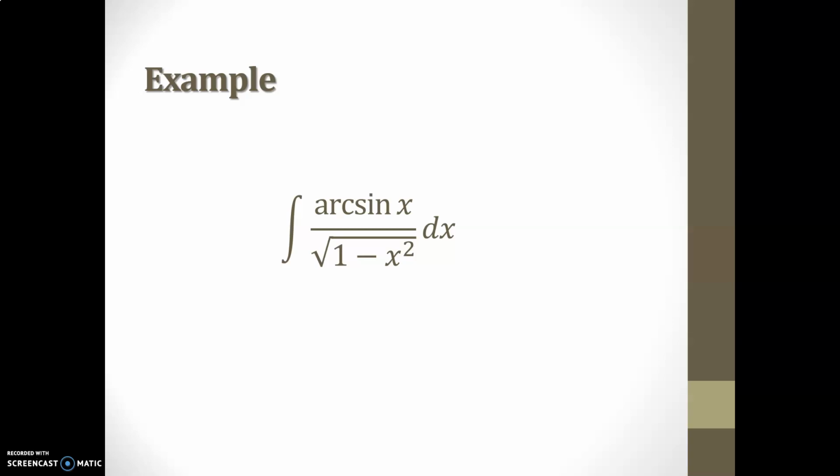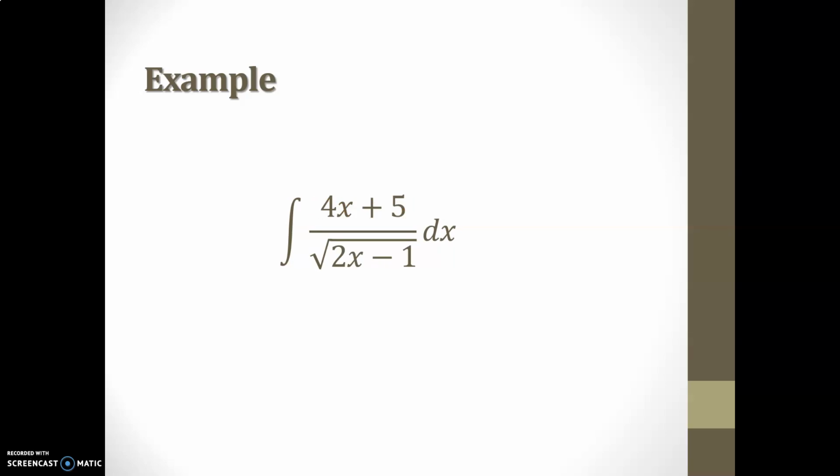In this example, 1 minus x squared is an inner function, and its derivative is minus 2x, which is nowhere to be seen in the integral itself. Although it is an inner function, a better choice appears when we consider that arcsine of x has 1 over root of 1 minus x squared as its derivative, which happens to be the other term appearing.